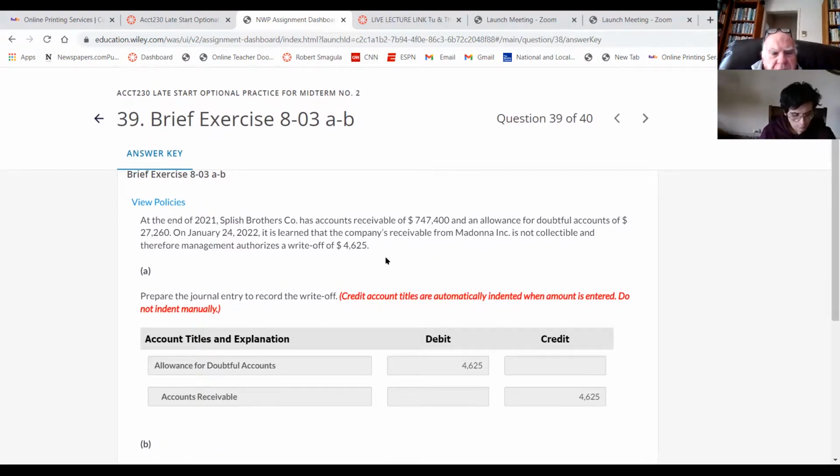Prepare the journal entry for the write-off of accounts receivable. Madonna Inc. is not going to pay us. So that's our simple two-line journal entry. We debit allowance for doubtful accounts and we credit accounts receivable.